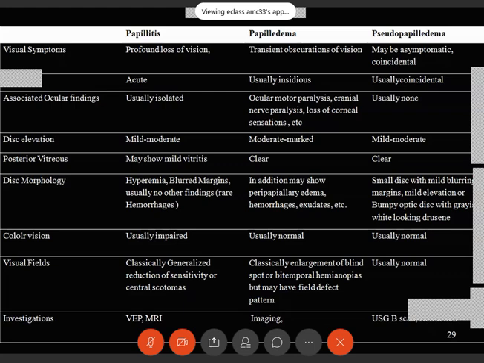Visual fields: in papillitis, classically generalized reduction of sensitivity or central scotoma. Enlargement of the blind spot and bitemporal hemianopia are characteristic visual field defects in papilledema. Visual fields are usually normal in pseudopapilledema. Investigations: MRI is a must for papilledema, and visually evoked potential helps to differentiate pseudopapilledema. A CT scan is also a must to differentiate papilledema.